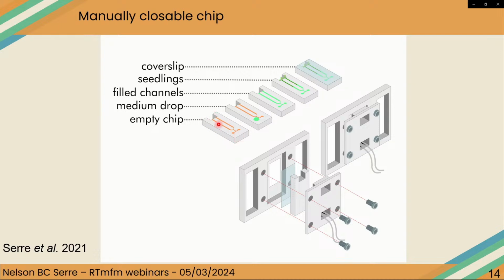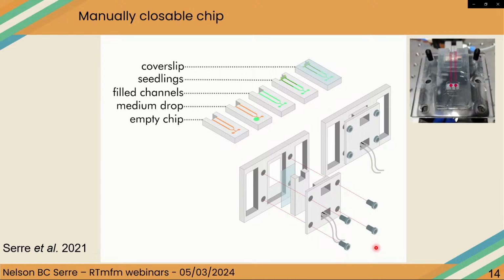So here you have a chip with two channels, two inputs, that is empty, with the channels in orange. We put a drop of medium, like in green, in there. We spread it manually, and then we can transfer plants that have been growing in usual conditions, so in agar plates. They are 4 or 5 days old, so we don't need to grow them in the chip, which is very convenient. And then we put a cover slip manually, and then it goes into this contraption with screws, just to maintain the pressure so there are no leaks.